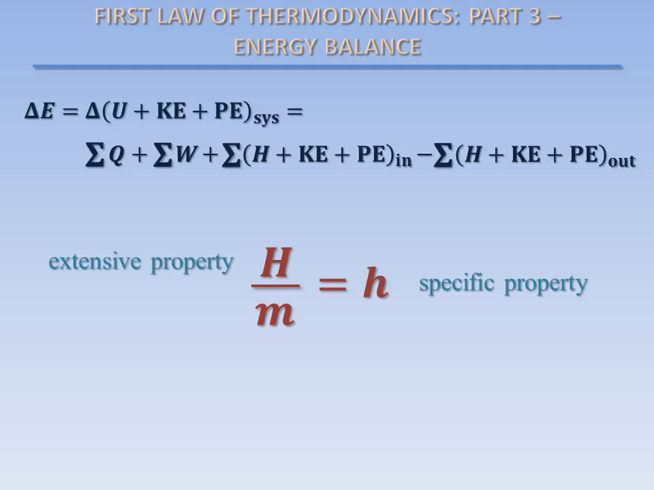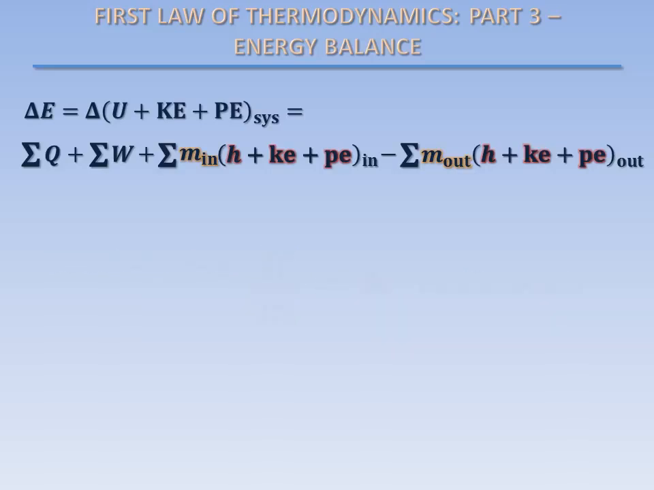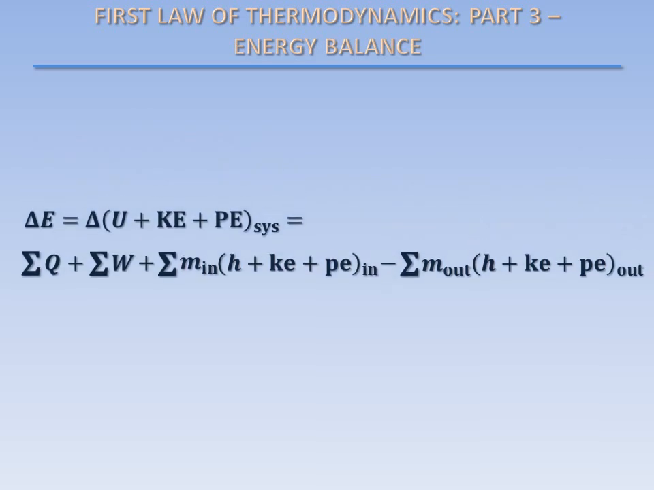We can write our energy balance in the following form, where the total mass in and out is multiplied by the specific enthalpy, the specific kinetic energy, and the specific potential energy of the mass flowing in and out of our system. This equation represents the energy balance of our system for some process. It is a mathematical expression of the first law of thermodynamics, or conservation of energy.